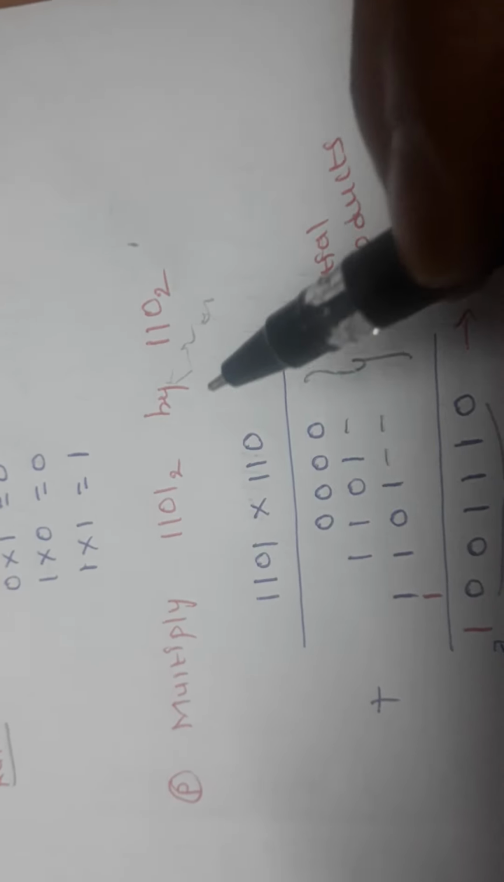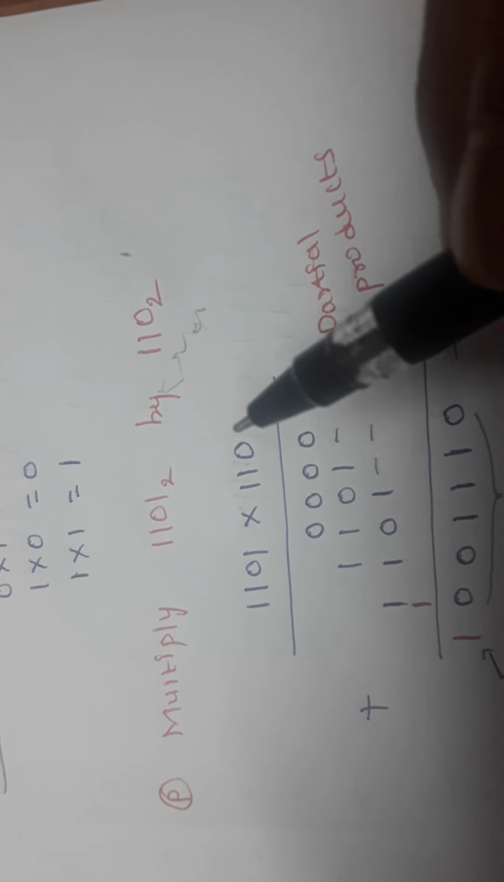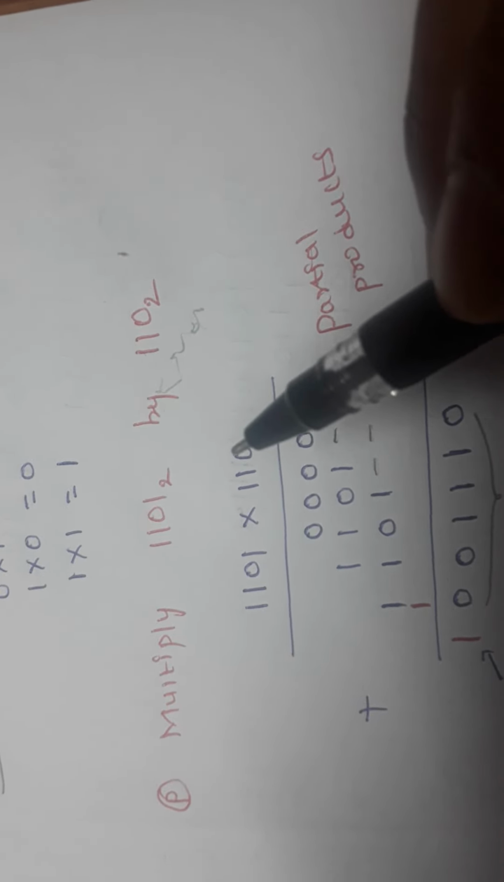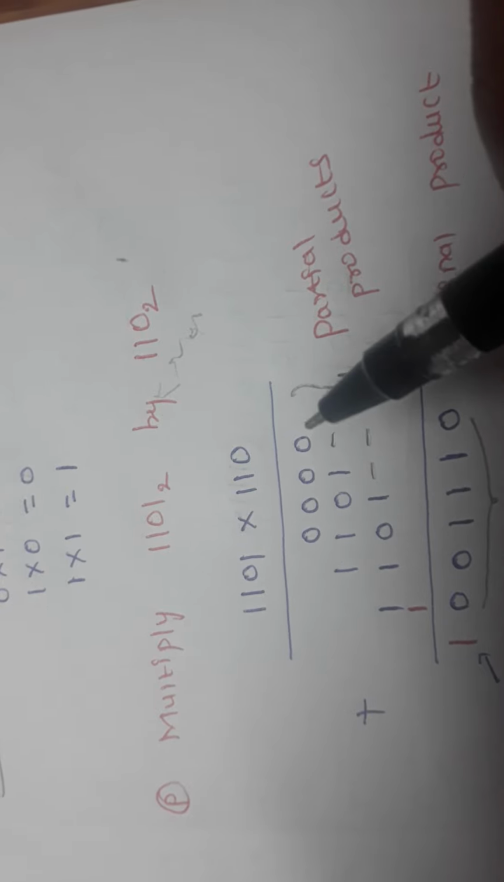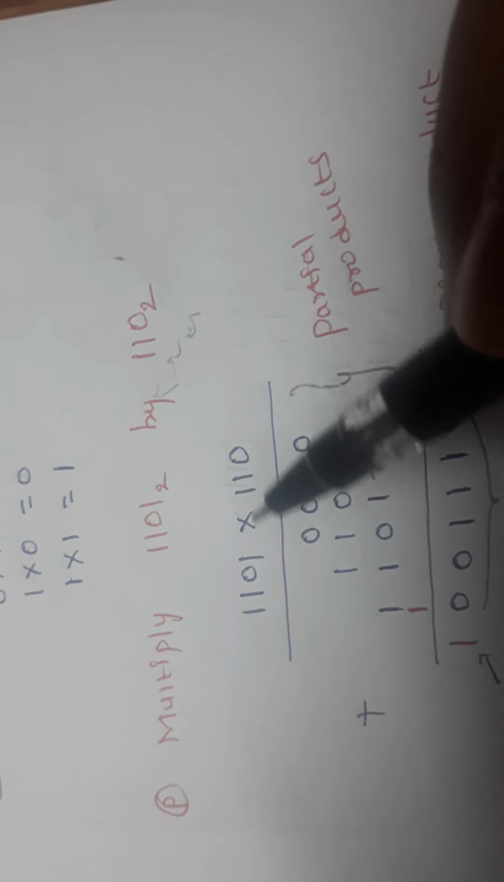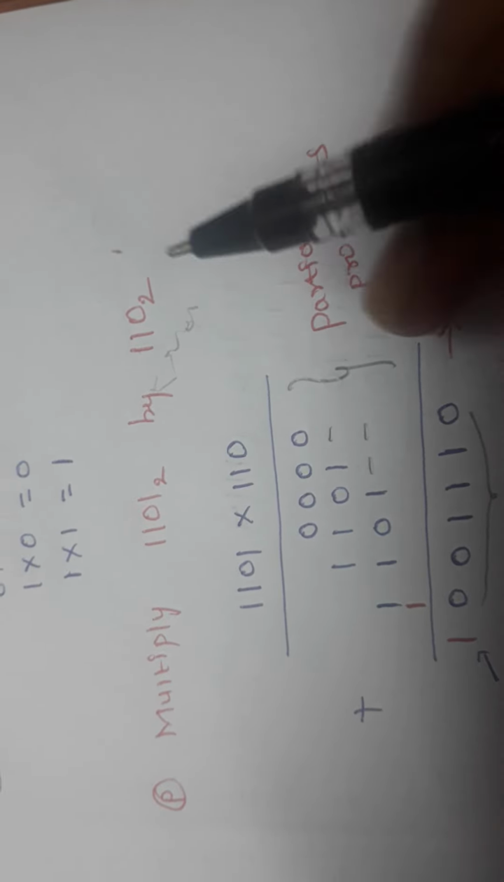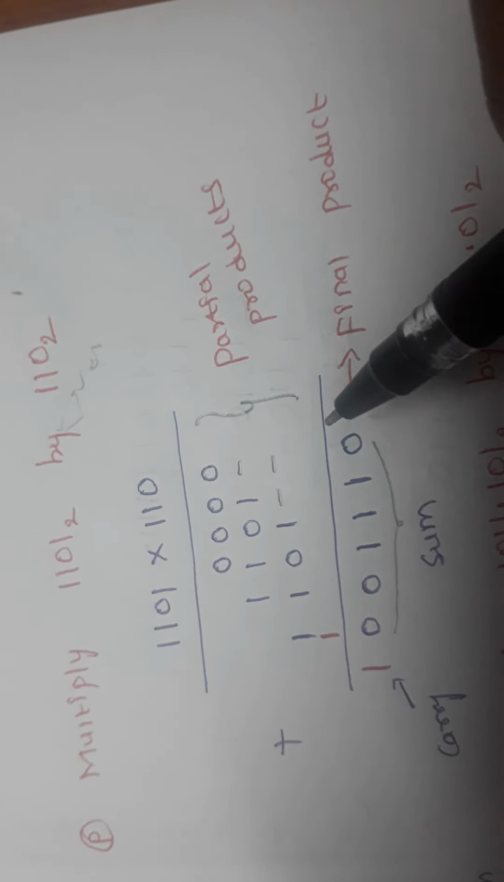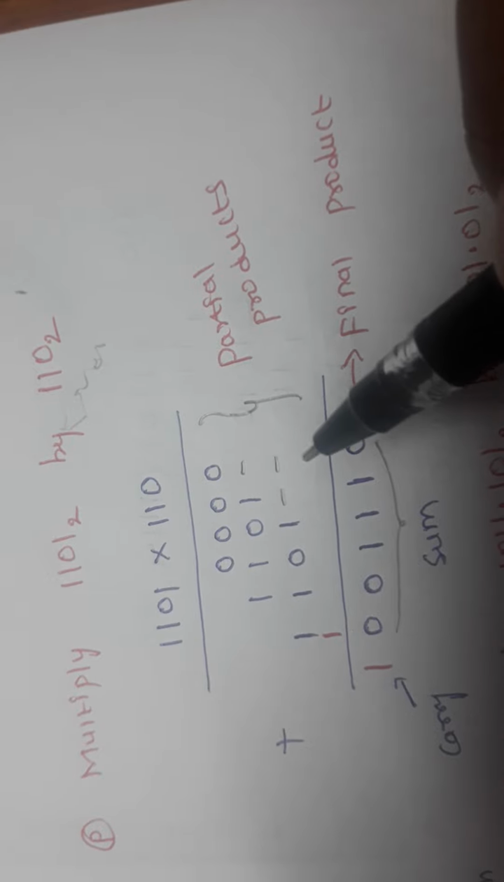Now if you observe, multiply 1101 by 110. First of all, if I multiply with this 0, 0 into anything becomes 0, then 1 into anything becomes the same number, then 1 into anything becomes the same number. Here these are the partial products. I have to add these partial products.